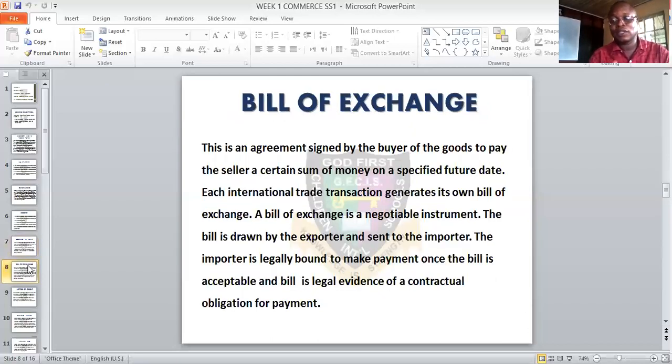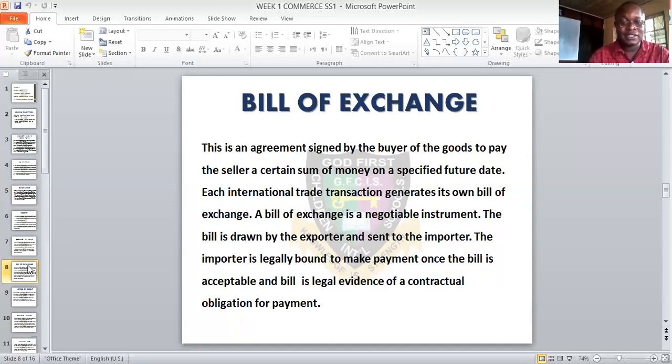Then the next one is bill of exchange. Bill of exchange simply means an agreement that needs to be signed by the buyer of the goods to pay the seller a certain sum of money. The buyer of the goods will make a certain payment on a specified future date.